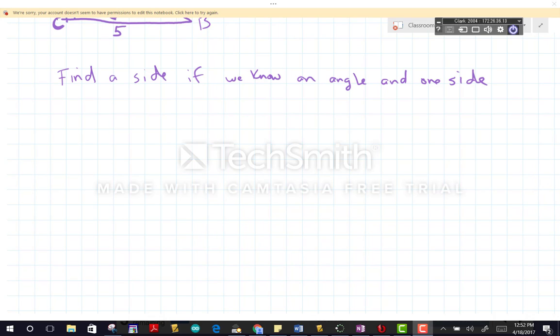So what we want to look at is how do we find a side if we know an angle and one side. So let's say that we have a triangle that looks like this. The hypotenuse measures 10 inches. We don't know this side over here that's labeled X, but we know this angle down here.